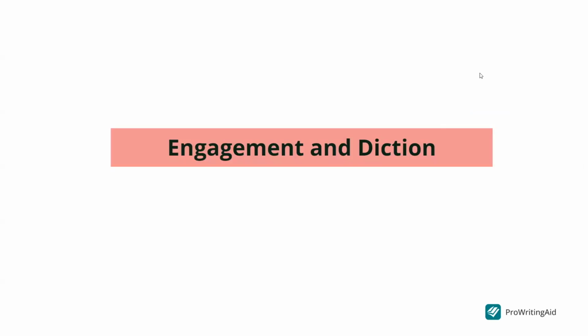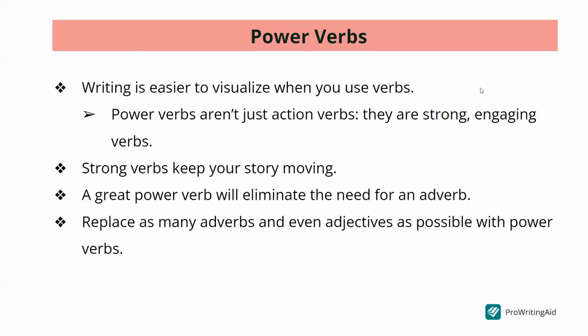All right, our second major category is engagement and diction or word choice. So you want to edit to make your writing as engaging as possible and using the best words to do that. I'm going to talk a lot about power verbs from now until several sections from now because they are very, very important. Writing is easier to visualize when you use verbs. Power verbs aren't just action verbs, they're strong, engaging verbs. And we'll go through some examples here soon.